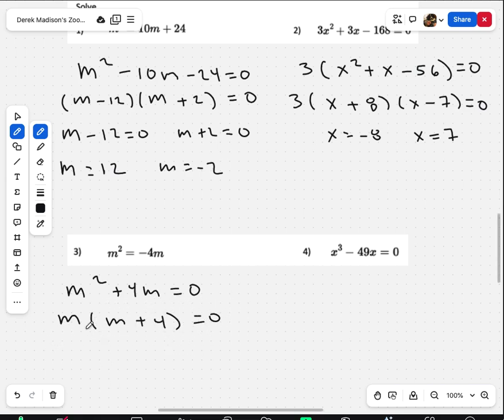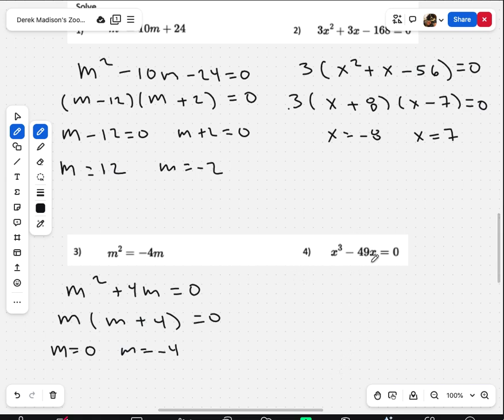And if I set these individual factors to 0, it's an m squared, so I can have up to 2 answers. This one would just be m equals 0, because if m was 0, 0 times this would make 0. Likewise, if I put 0 in the original, 0 squared does equal negative 4 times 0. So that's what we'll see when we have a solution that's 0. It'll come out as a common factor. That's why back there where there was no variable, it was just a 3, that doesn't contribute to a solution. And this would be m equals negative 4.